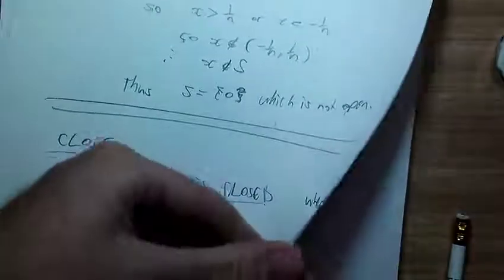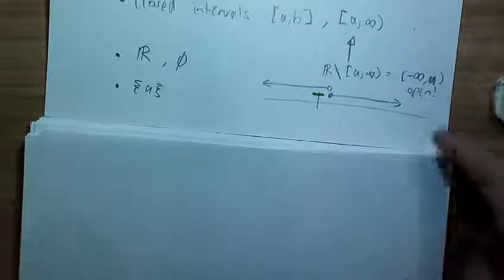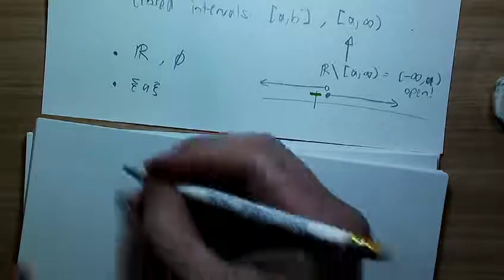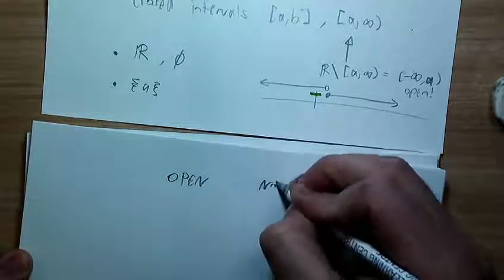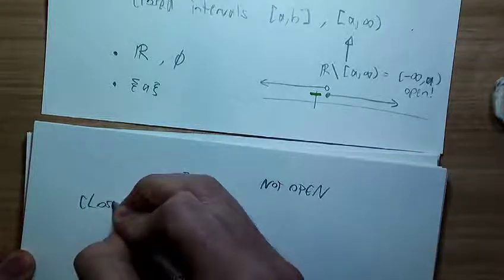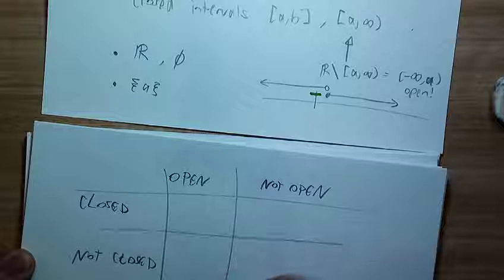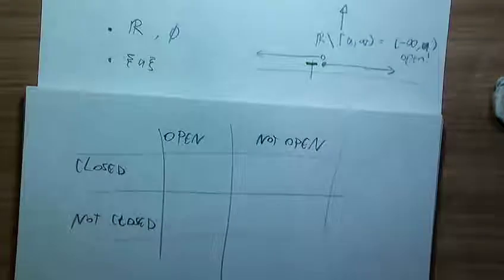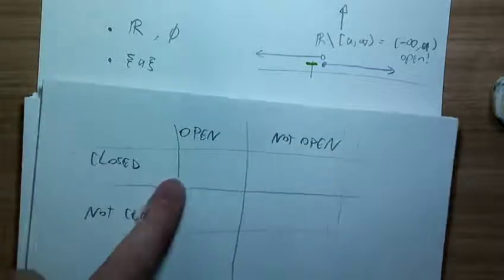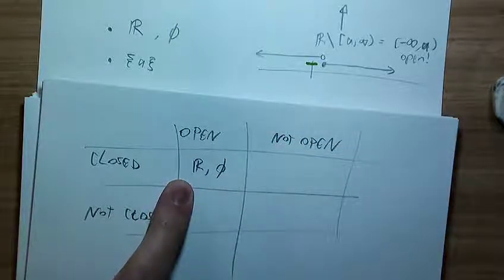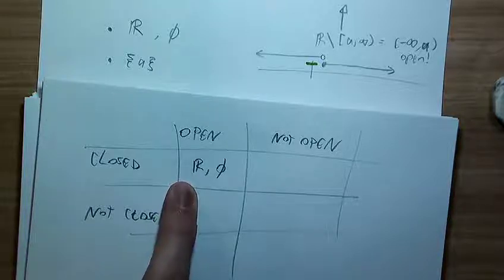So, final thing that is very much worth mentioning is that it's possible to be both open and closed. It's possible to be neither open nor closed. It's possible to be one but not the other. And it's possible to be the other but not the one. So it's possible to make a table like this and find examples that fit in every position. Things that are both open and closed are the real numbers and the empty set. They're both open and closed. I believe they may be the only sets that are both open and closed.